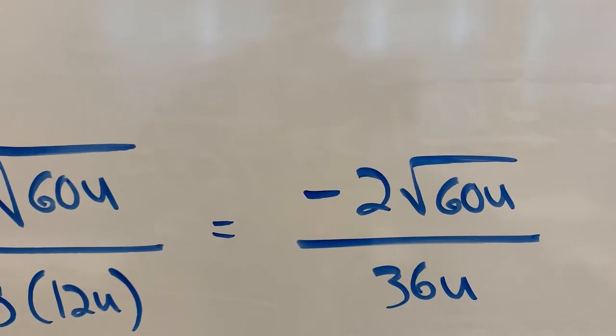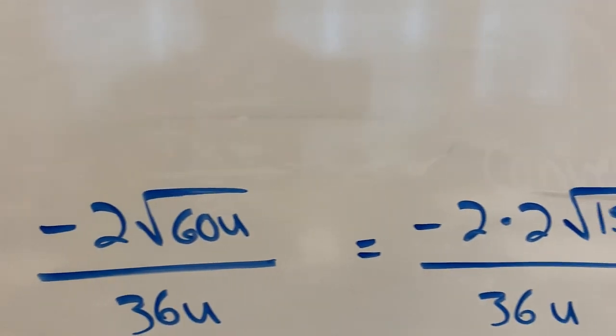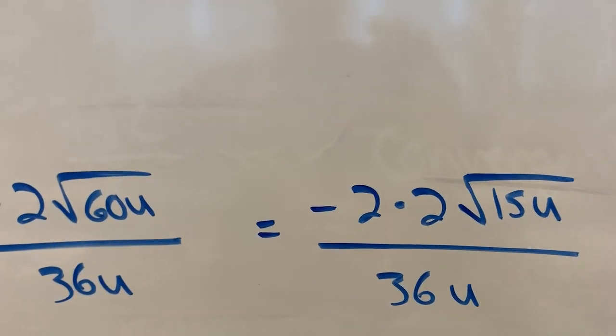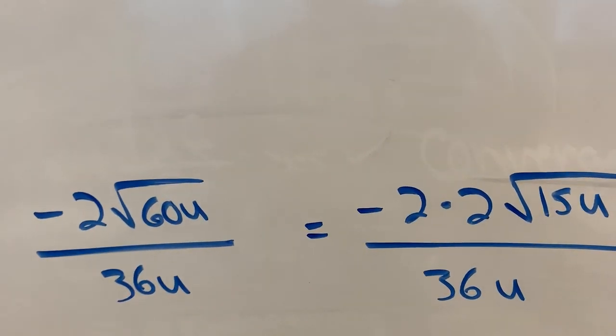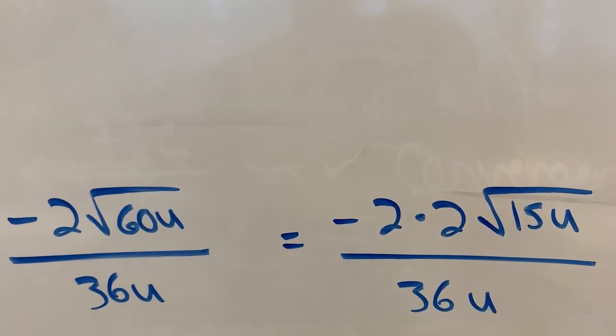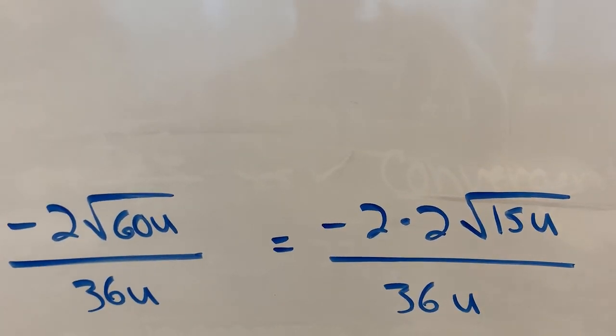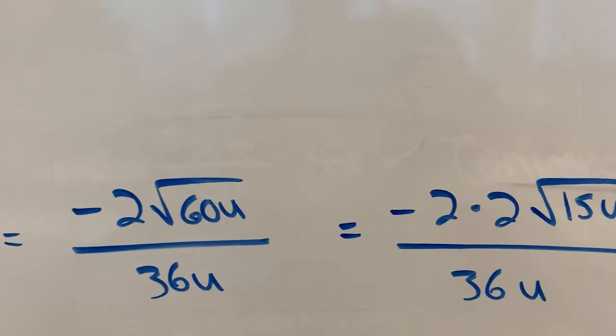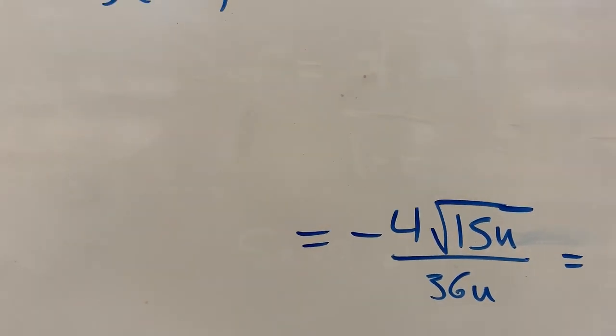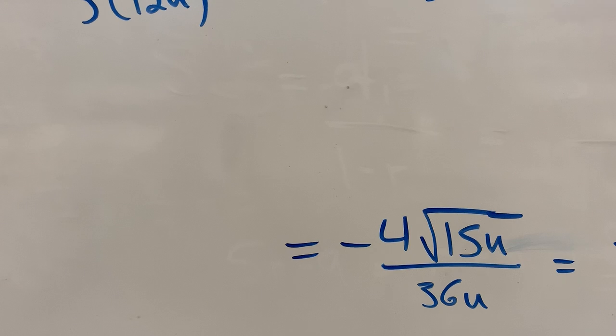So instead of having a root 60 over here, we could take out a 2 and leave a 15 under the root. So I've left everything else the same: the negative 2 out front, the u inside, the 36u on the bottom. But now I have negative 2 times 2, so negative 4 times square root of 15u over 36u.